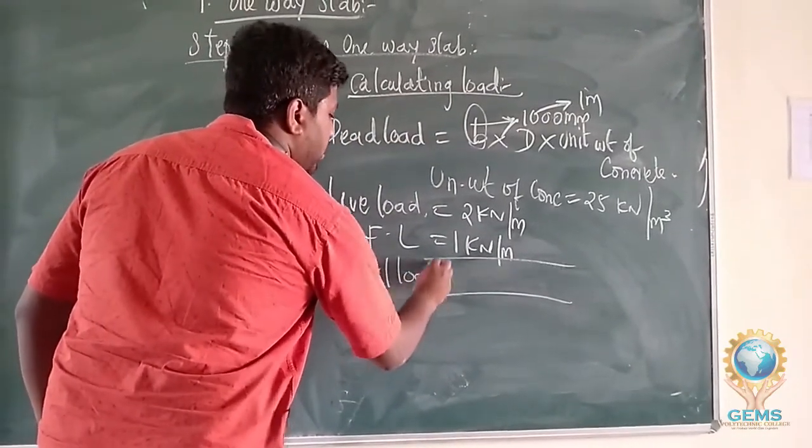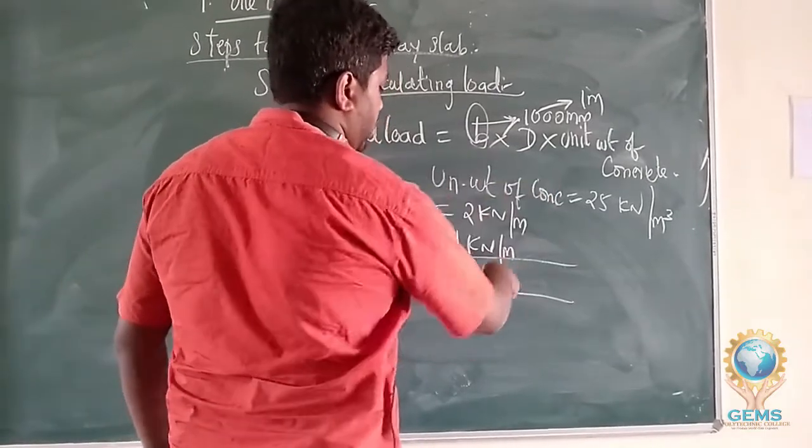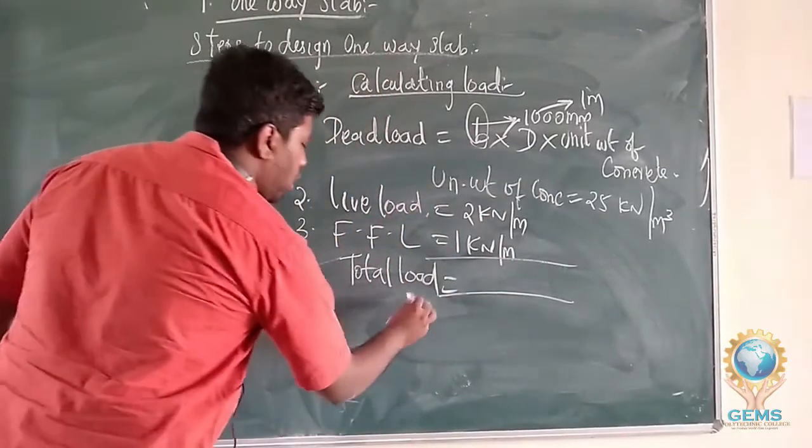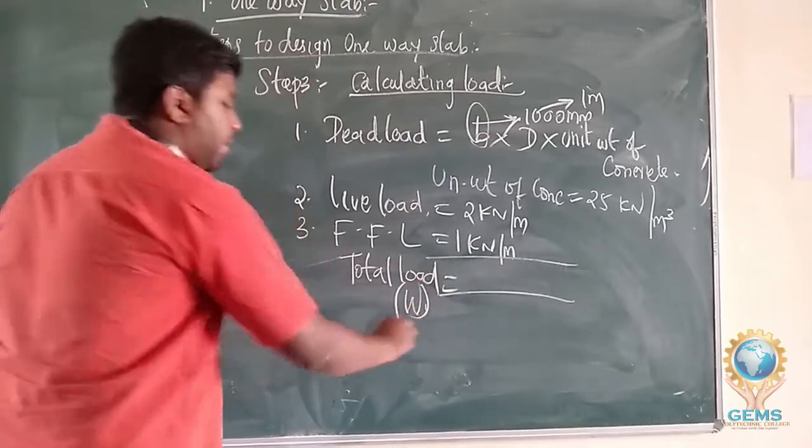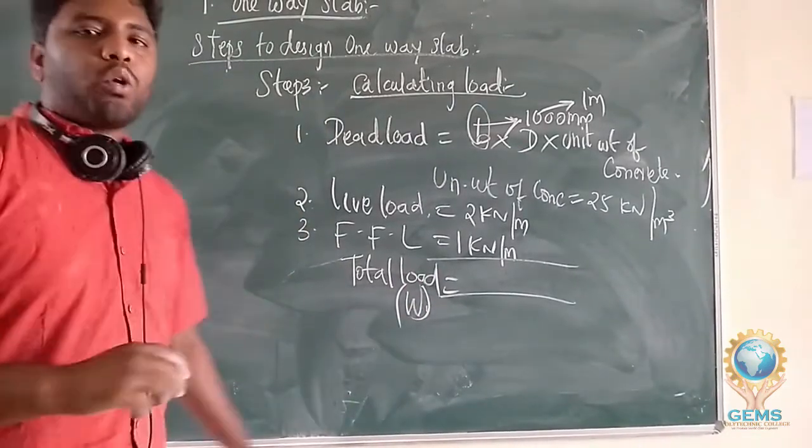Total load is nothing but the addition of these three loads. You will find the total load, and that total load you will take as W. Now after finding the total load, you must find the factor load.